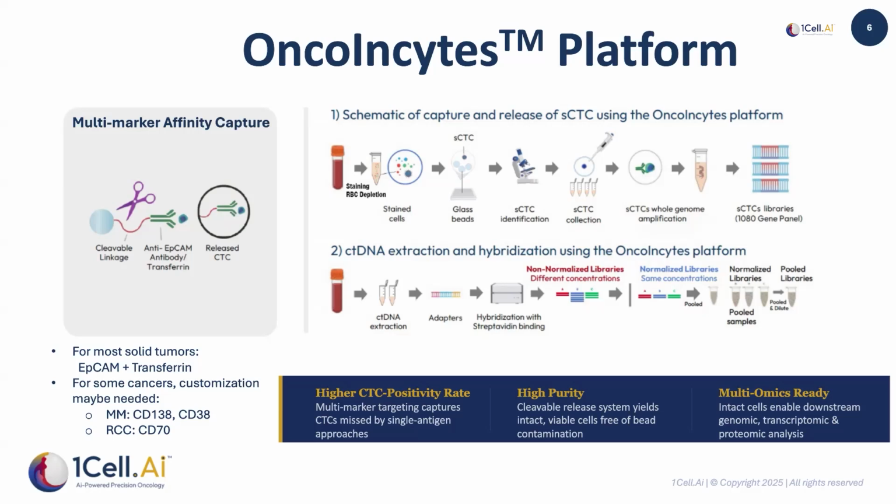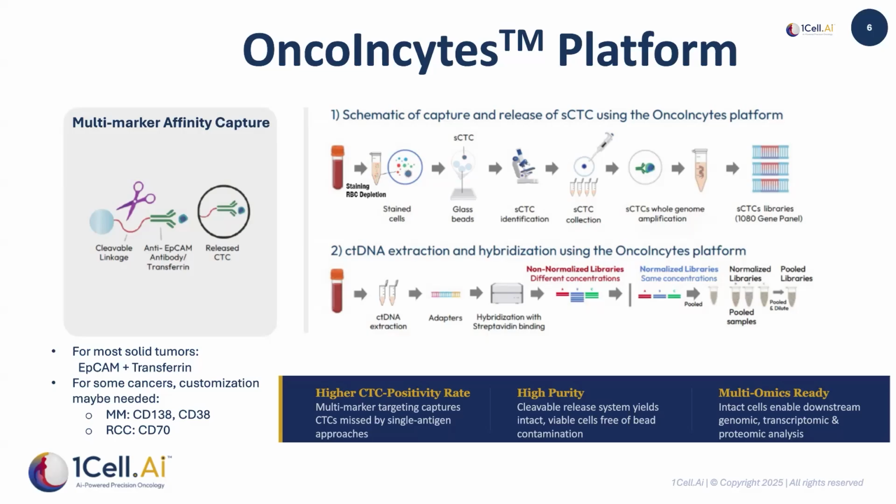Other systems use negative selection by depleting hematopoietic cells or size-based methods, but these suffered from high background noise and low purity. OncoInsight solves these limitations with a combination of multi-marker affinity capture and a cleavable linker allowing capture of live CTCs with no cell damage. Instead of a single hook, we use customized capture beads coated with multiple antibodies targeted to a specific cancer type. For most cancers, a combination of EpCAM and transferrin works effectively, but the beads can be customized to optimize capture.